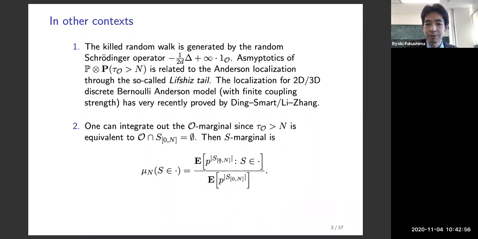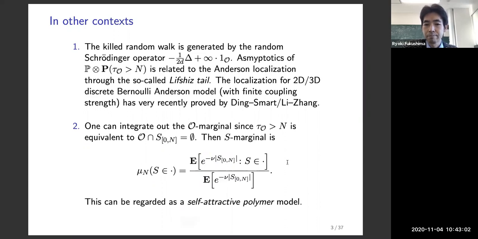It's not so simple to see, but because this P is something between 0 and 1, you can rewrite it in this way. It's just e to the minus nu times the cardinality of the range. And in this formulation, this measure can be viewed as a self-attractive polymer model, right? Because here is a cardinality. So if your random walk range has a big cardinality, then it will be penalized. So under this measure, the random walk tends to have a smaller range than typical behavior. So if you don't like random environment, you can interpret this model as a self-attractive polymer model, which is of its own interest, I believe.